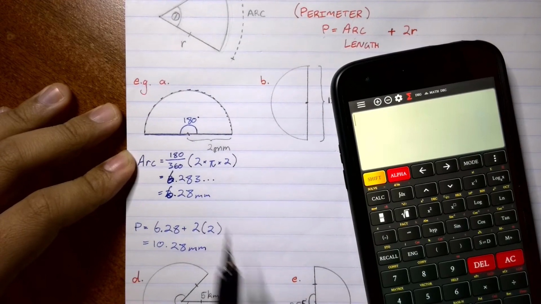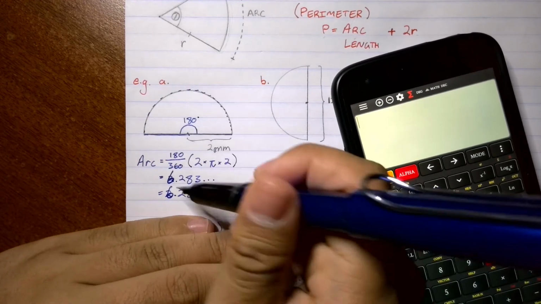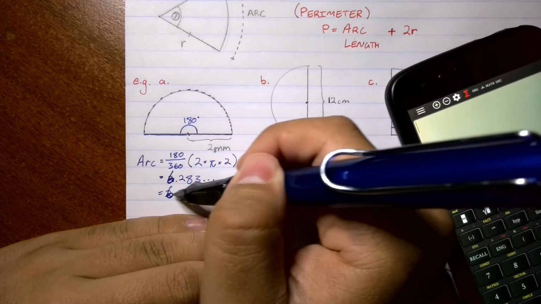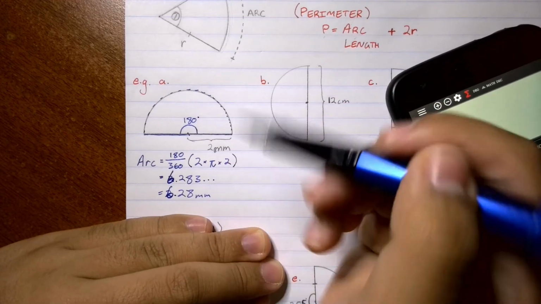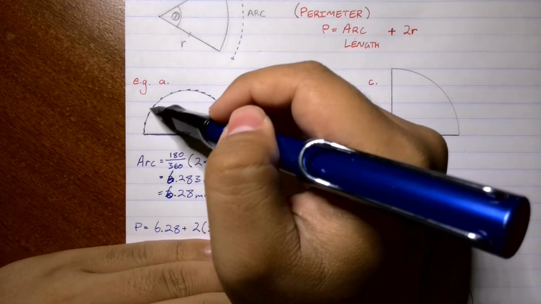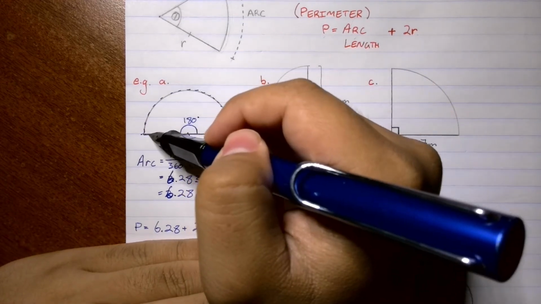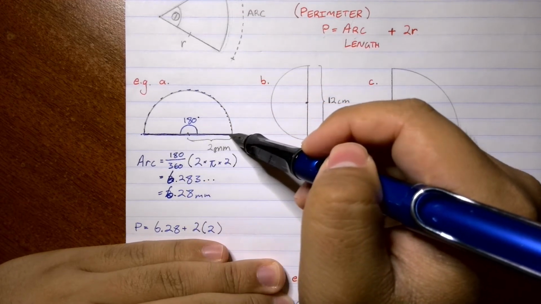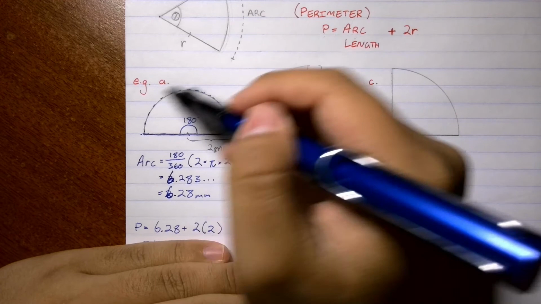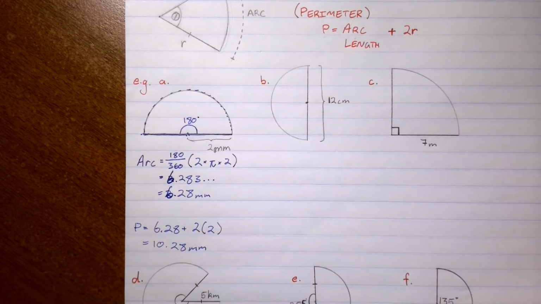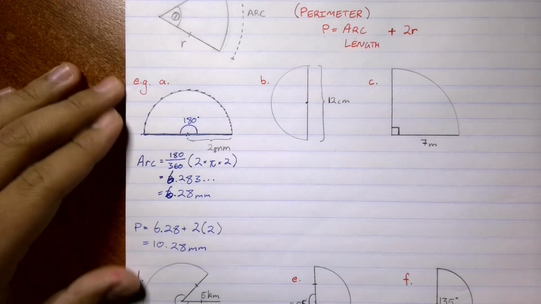millimeters. So the arc length, the dotted line, is only 6.28 millimeters. However, the perimeter, which is the arc length plus this line here, is the arc length plus 2 lots of the radius, which gives us 10.28.